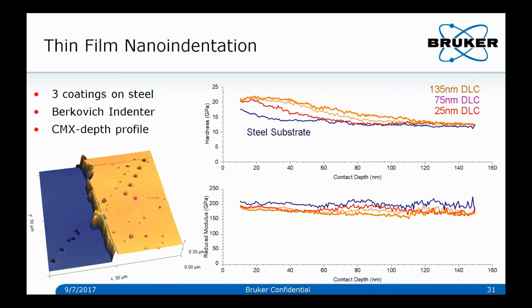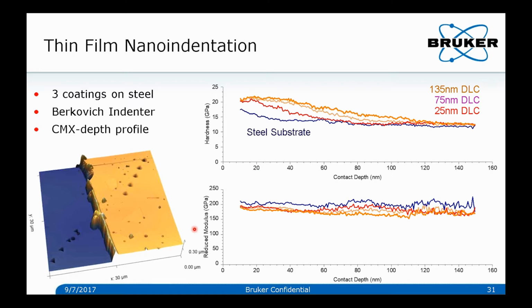So what's happening here is you're actually starting to get more and more contribution from the substrate as you go deeper, and the properties of the film will begin to approach the substrate properties because of this substrate effect. But if you want just the properties of the film, you can do a very shallow measurement, and here you see clear differentiation between the properties of the diamond-like carbon and the steel.